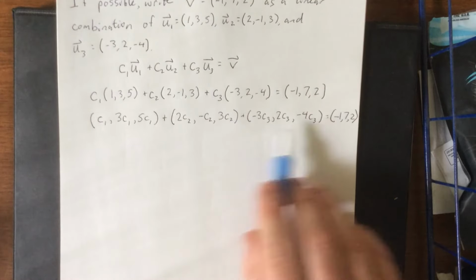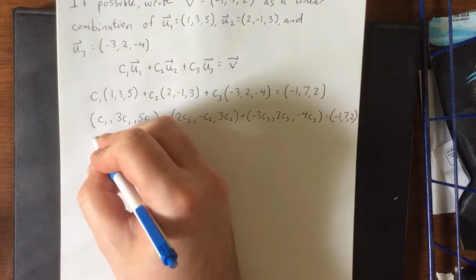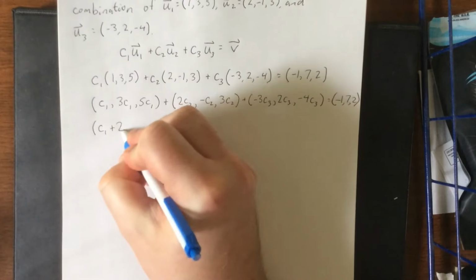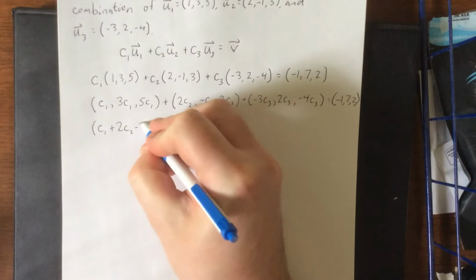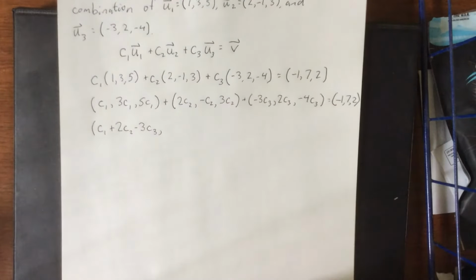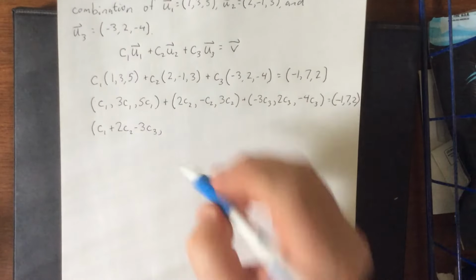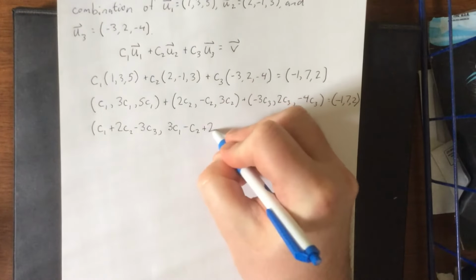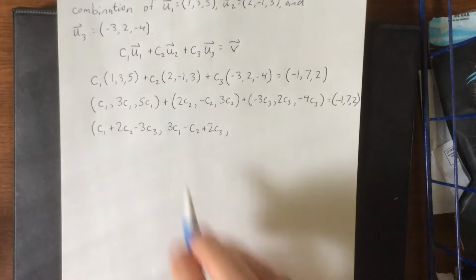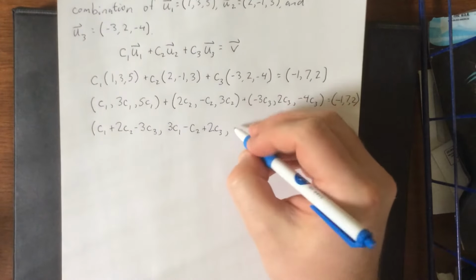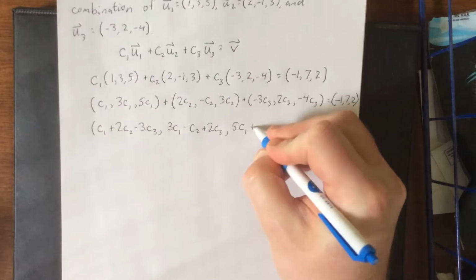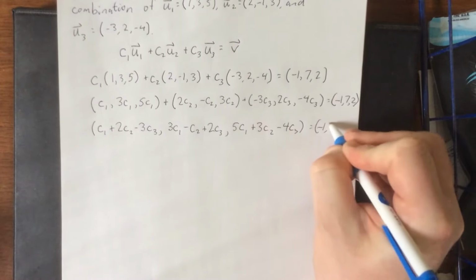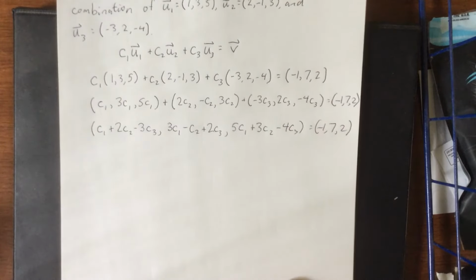Now, to combine these into one single vector, we'll add the corresponding components together, and we'll have one big happy vector. So, adding the first components together, that'll be c1 plus 2c2 minus 3c3 for the first component. For the second component, we'll add the corresponding second components together. That'll be 3c1 minus c2 plus 2c3. And for the third components, that'll be 5c1 plus 3c2 minus 4c3. And once again, this is supposed to be equal to -1, 7, 2.